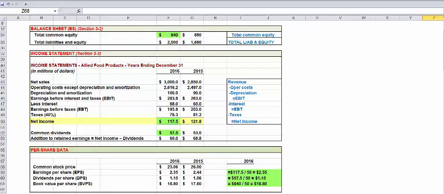Now we're going to look at the statement of cash flows and the statement of stockholders' equity. And we're going to walk through them in more detail along with the free cash flow calculations.